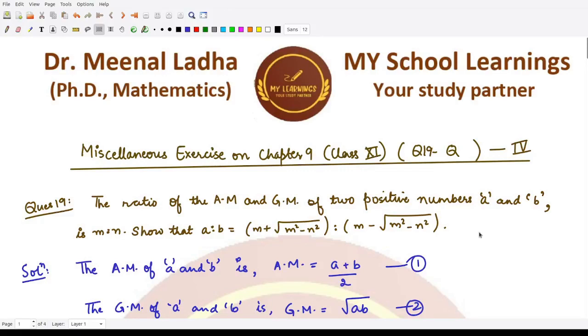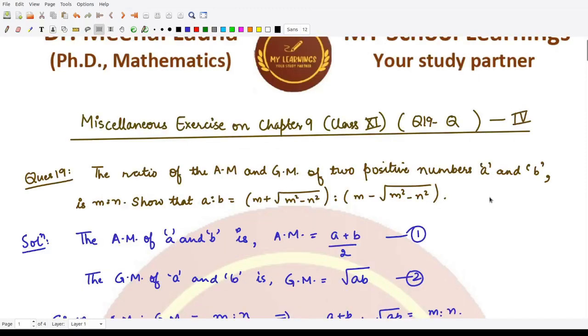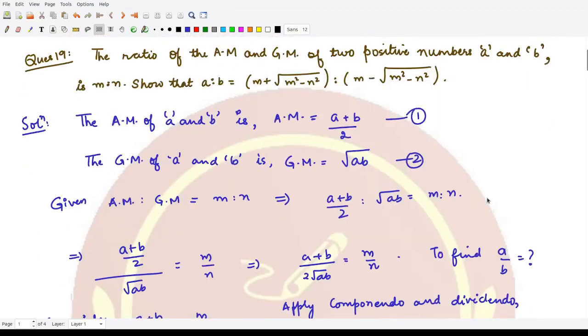In this video, we'll be solving question 19 from miscellaneous exercises on chapter 9, class 11th. The 19th question says that the ratio of the arithmetic mean and the geometric mean of two positive numbers a and b is m/n. This is given to us. Then we need to show that the ratio of a to b is this much.